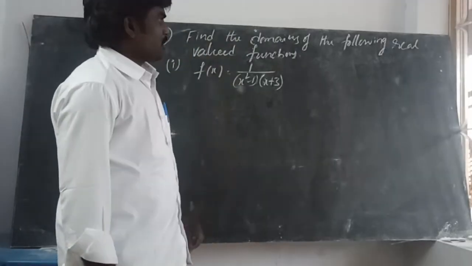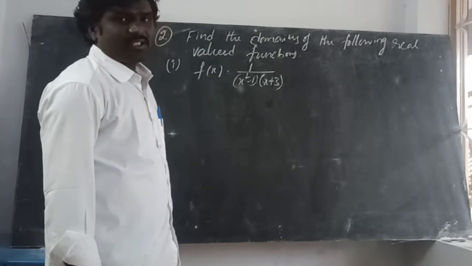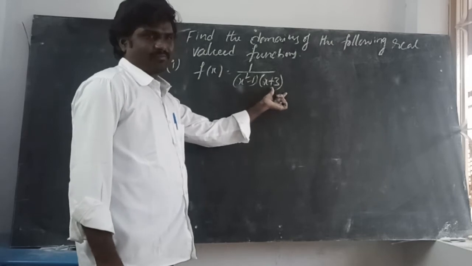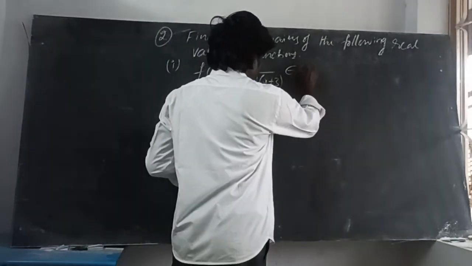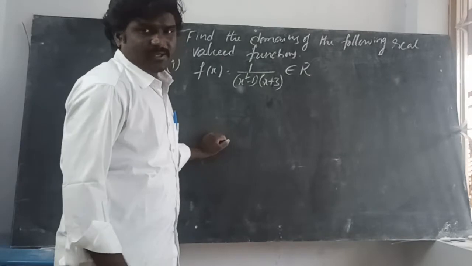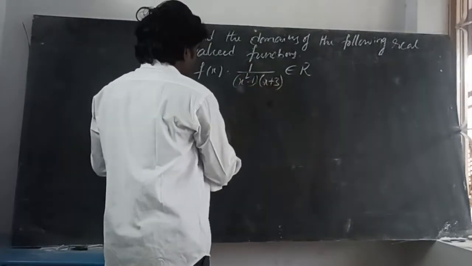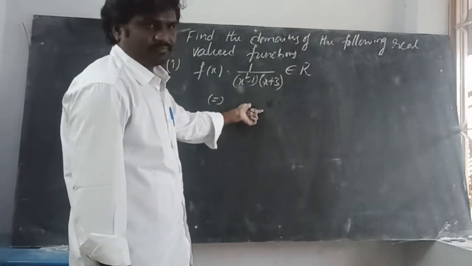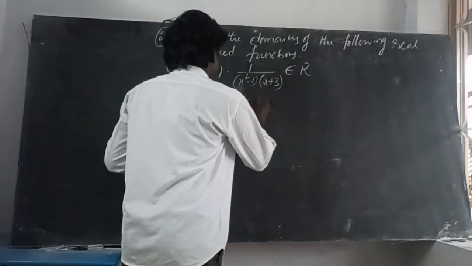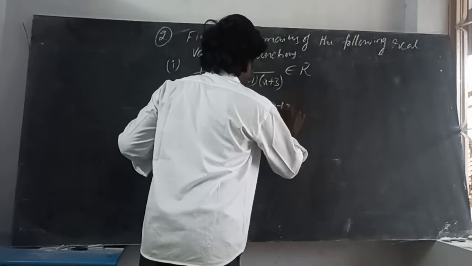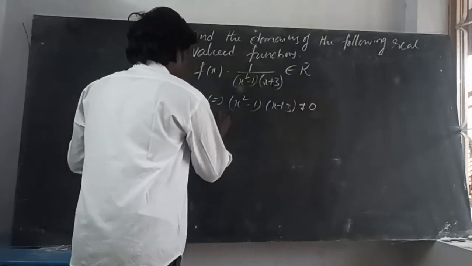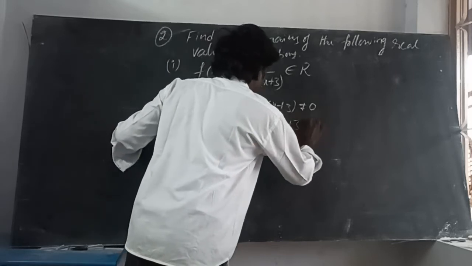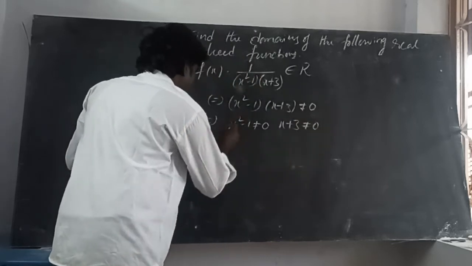Next one. Find the domains of the following real valued functions. f of x is equal to 1 by x square minus 1 into x plus 3. So it belongs to real valued functions, that means the denominator is not equal to 0. If it is 0, the function is not defined. So x square minus 1 into x plus 3 is not equal to 0. So x square minus 1 is not equal to 0, x plus 3 is not equal to 0.